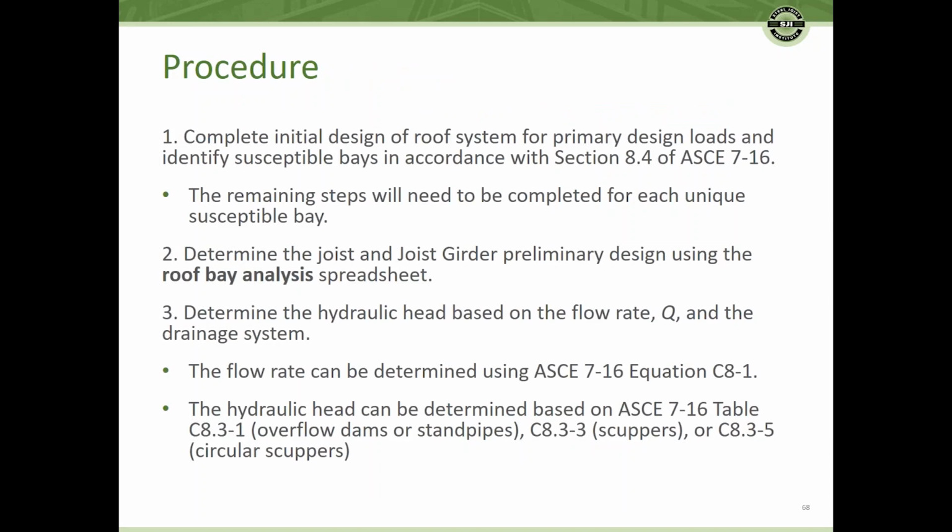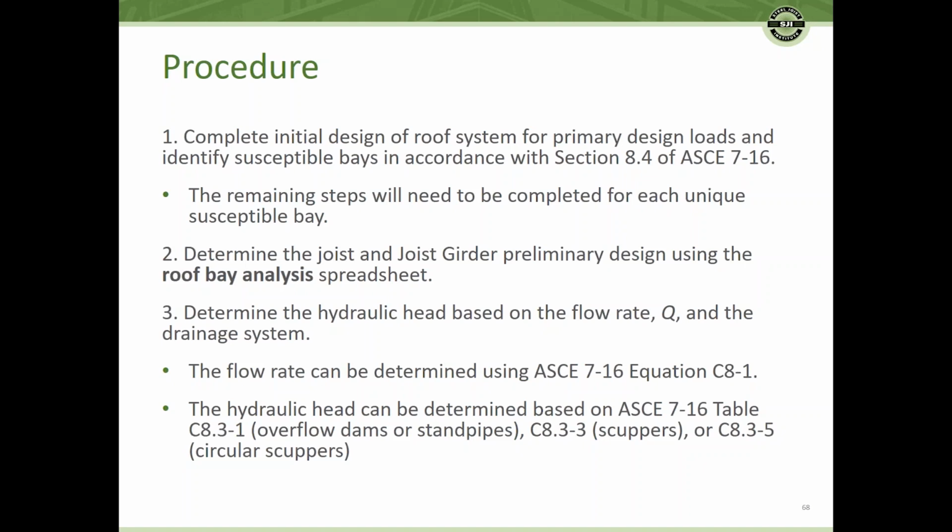So now that I've described the new method and its implementation within the SJI roof bay analysis tool, I'll go over the general procedure for its use. First, a preliminary design of the roof must take place, selecting things like roof slopes and the location and type of drainage systems. From this information, you need to identify which of the bays are susceptible. Each unique susceptible bay will need to be checked. Then you perform a preliminary structural design to get trial joist and joist girder sizes. The Roof Bay Analysis tab is quite helpful for this.